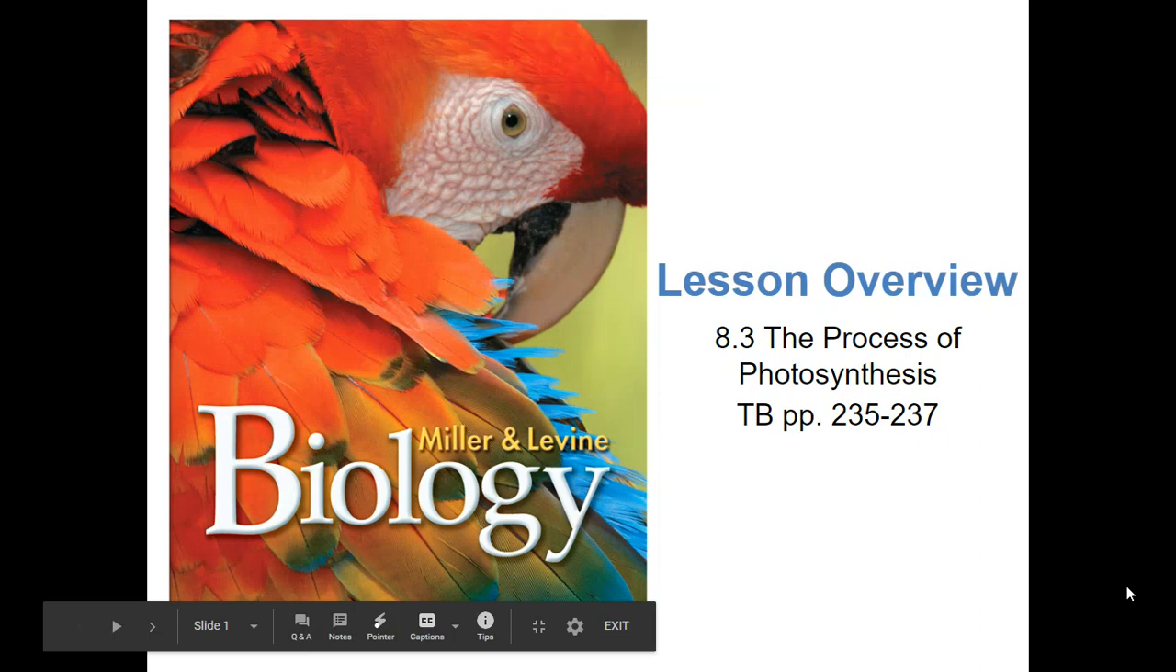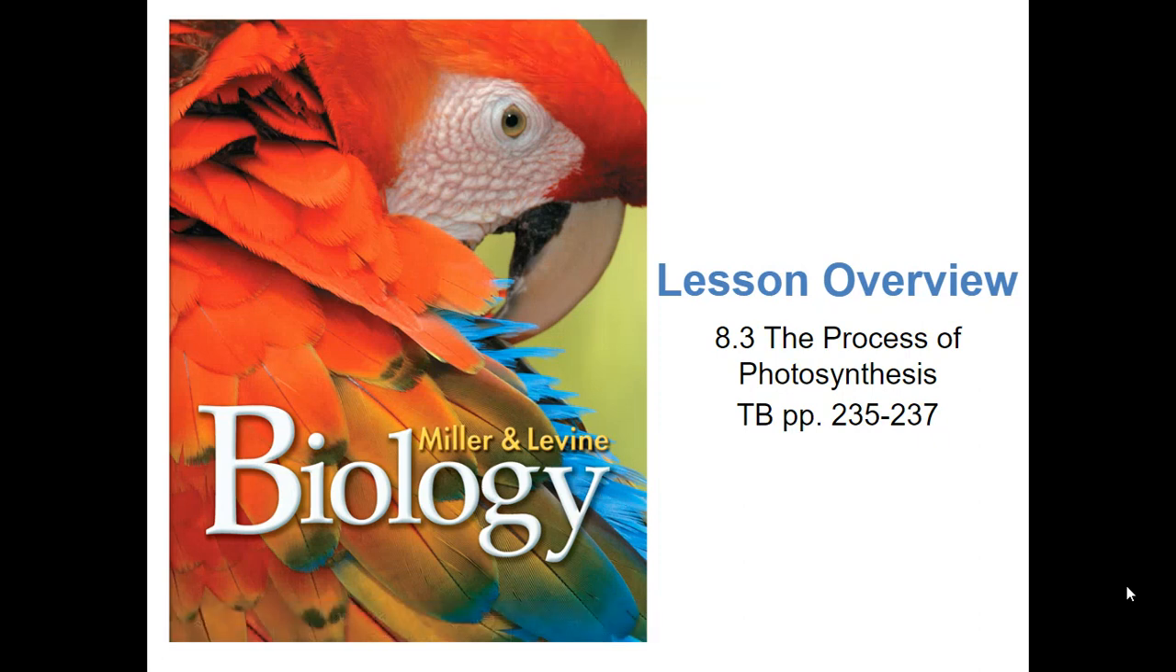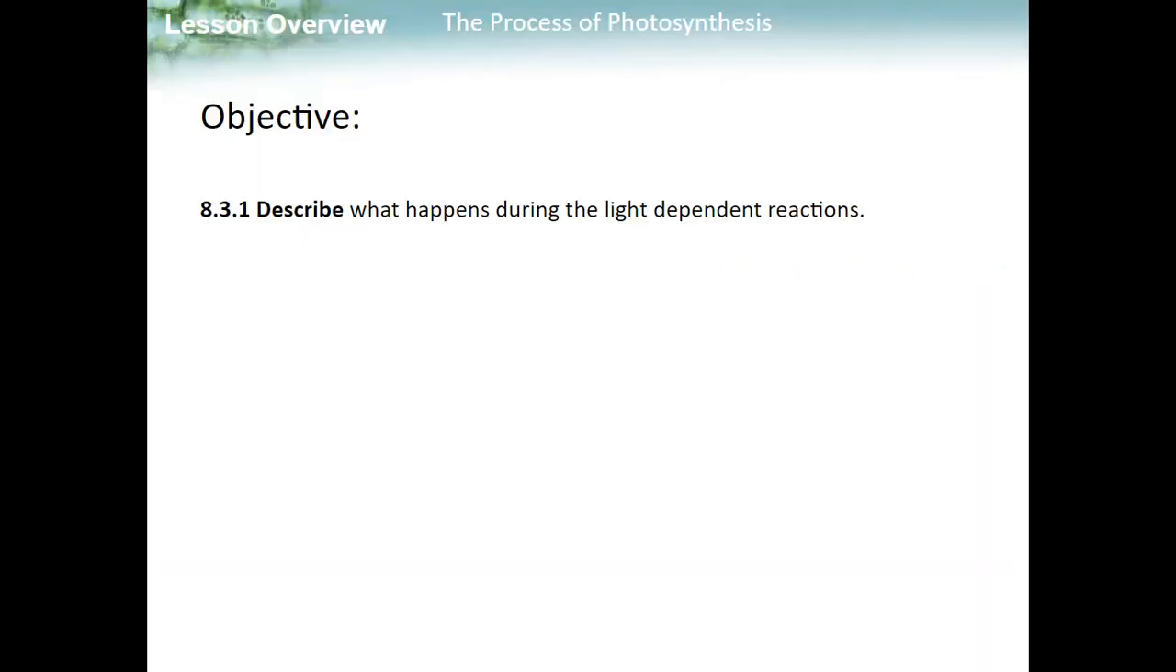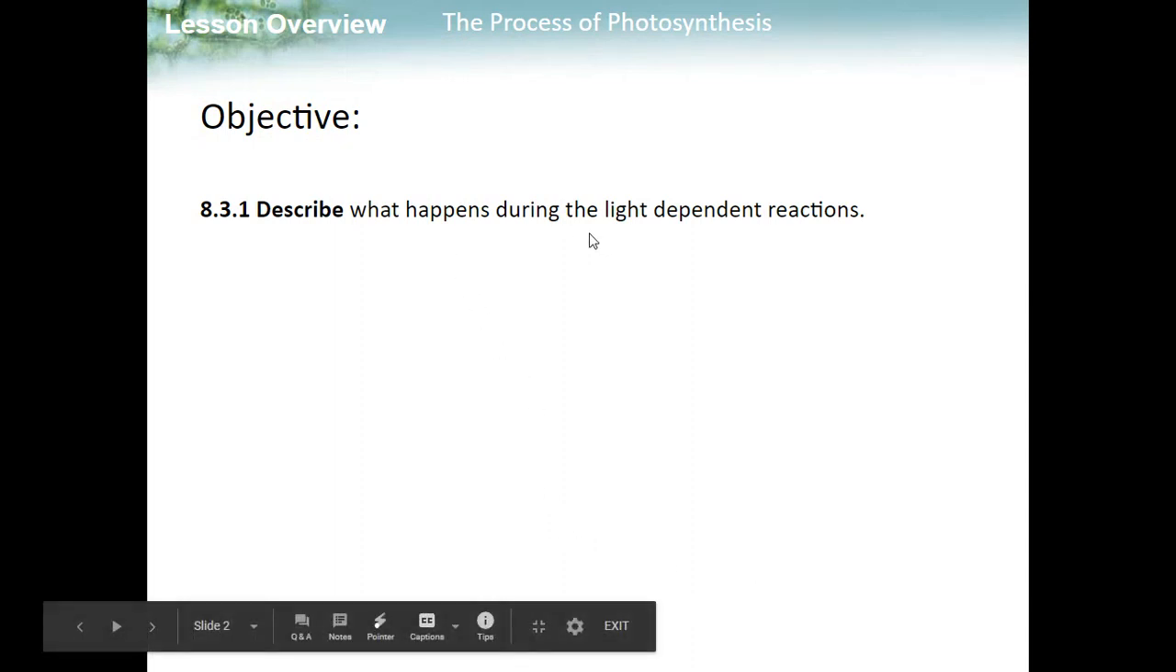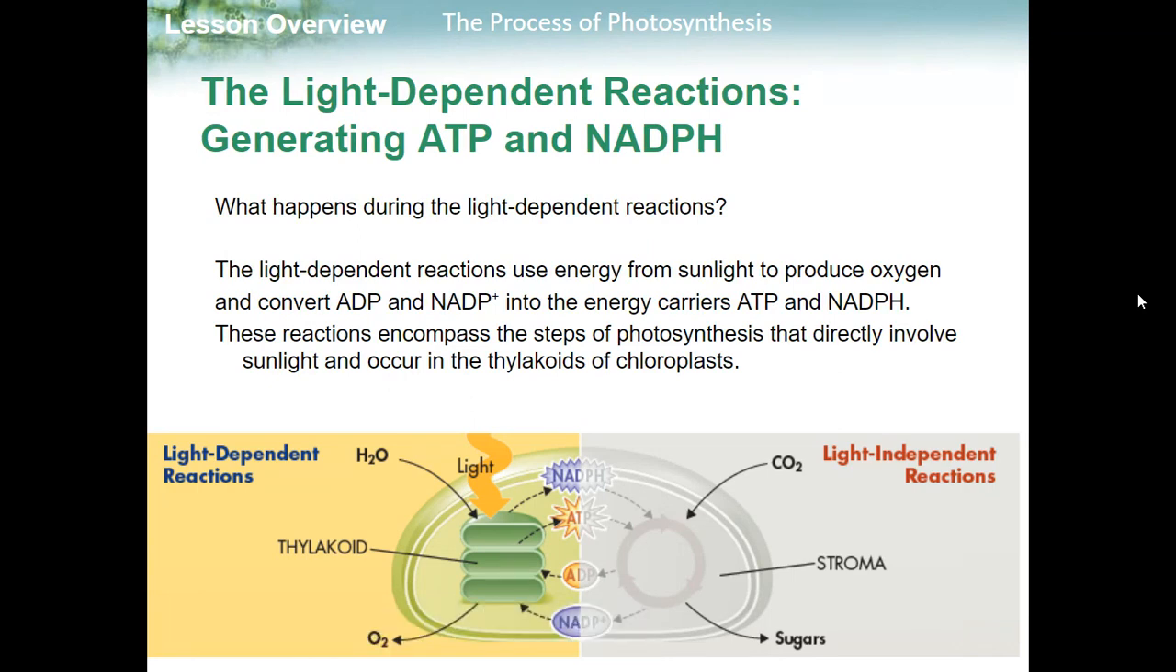Good day, everyone. Today we are going to discuss the process of photosynthesis, which covers your textbook pages 235 to 237. Our objective: we're going to describe what happens during the light-dependent reactions. So let us now discuss the light-dependent reactions, which generate ATP and NADPH.